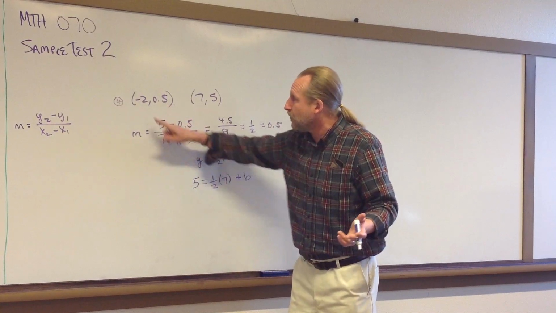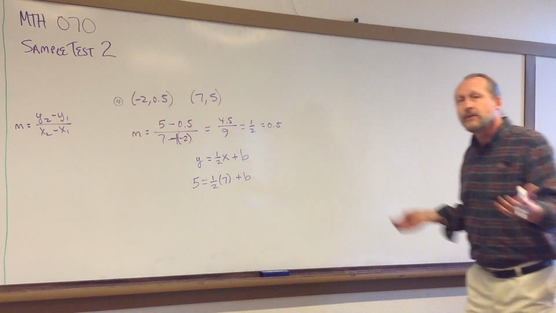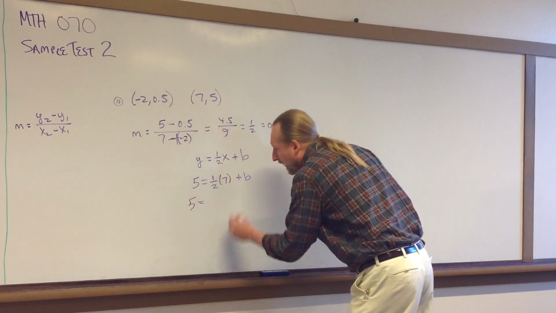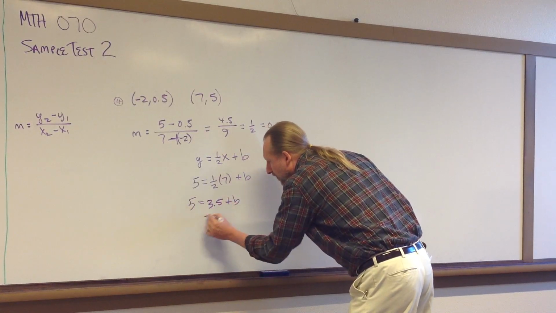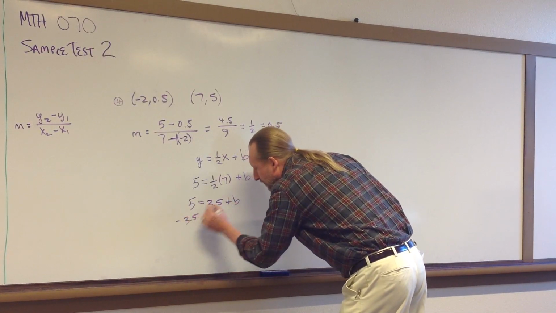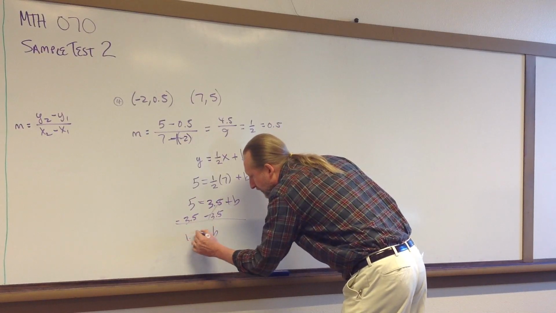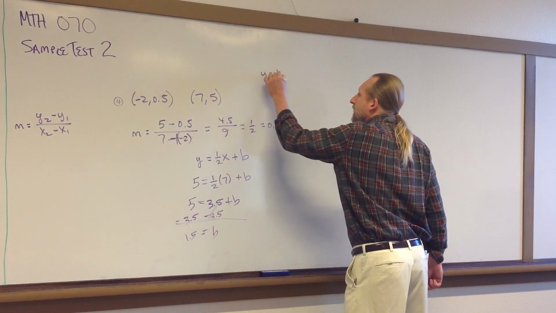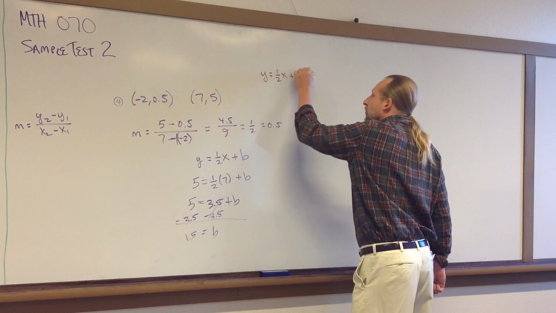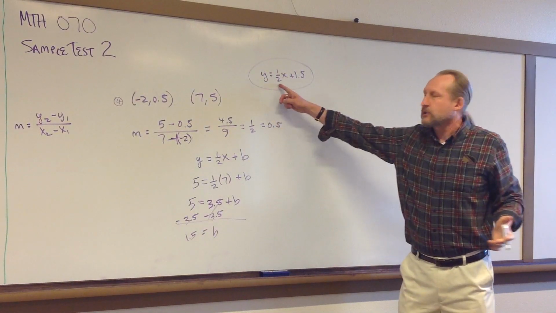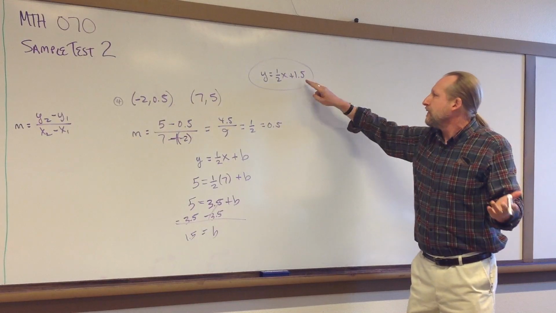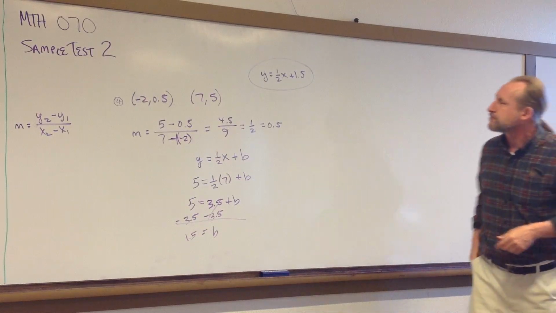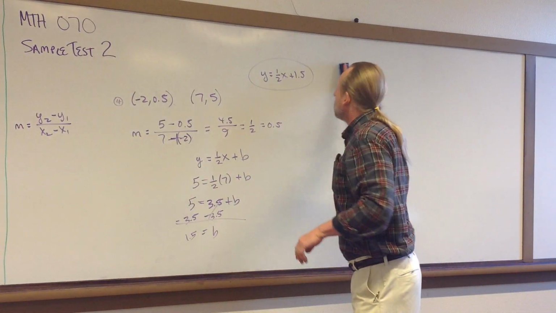I can use 0.5 for y, but then I would have to use negative 2 for x. Either one will give us the same answer. Okay, so over here, a half times 7 is 3.5. Subtract on both sides to get the b by itself, and b turns out to be 1.5. So the equation of the line that we're looking for is y equals a half x plus 1.5. And if you want to call the slope 0.5 instead of a half, that's fine. If you want to call the y-intercept 3 over 2 instead of 1.5, that's fine too. Okay? All right. That's problem 4.